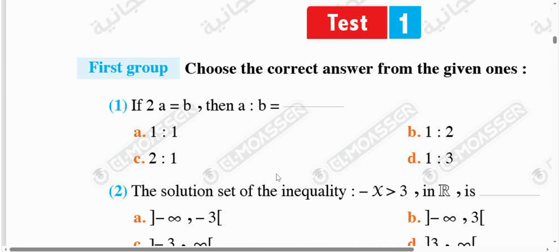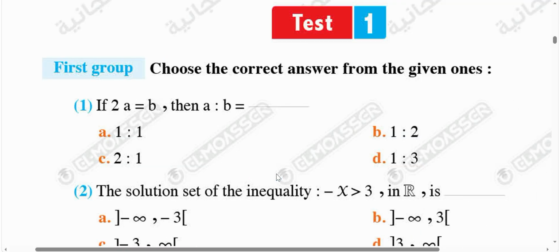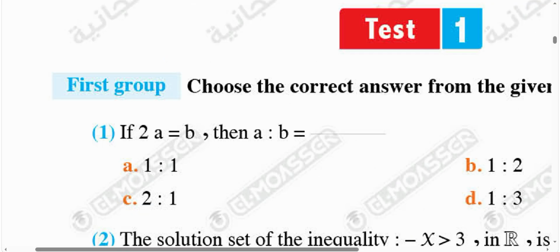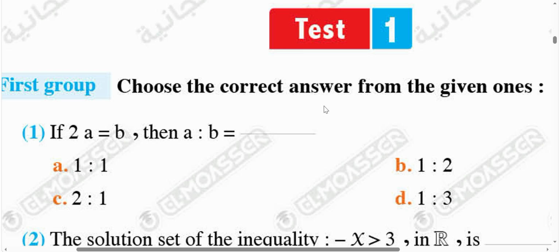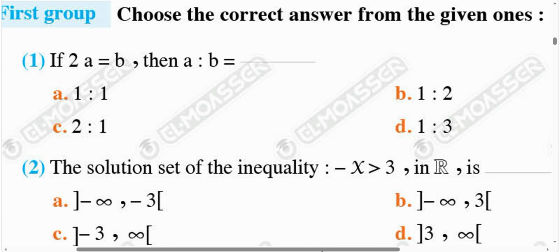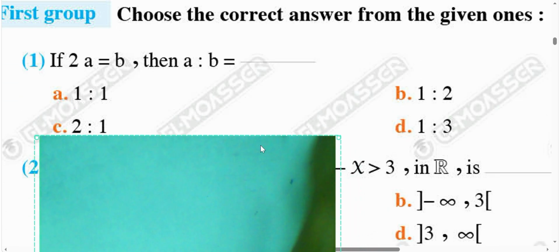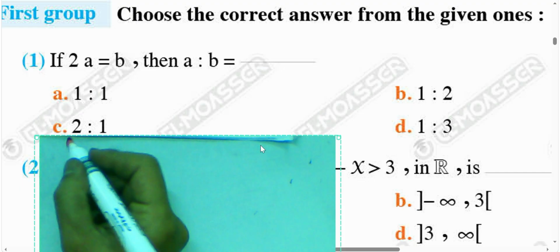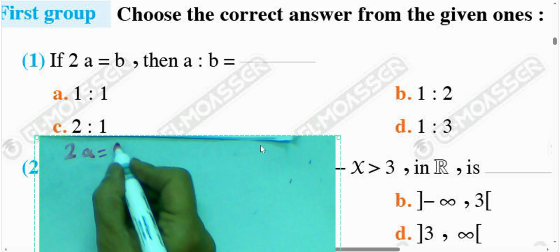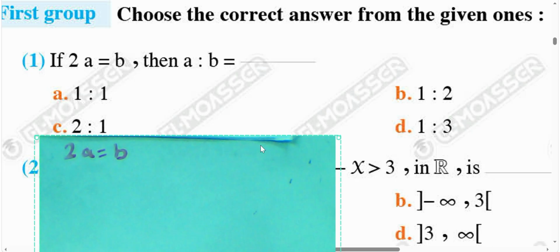Number 1. Twice A equal B, then the ratio between A to B equal. Step, we can write the ratio like this. Listen to me about the steps. I will explain here. Okay, he gives me here twice A equal B. We can write the ratio between A and B.